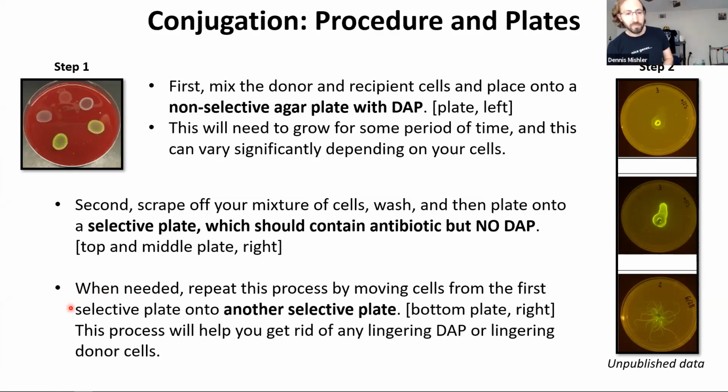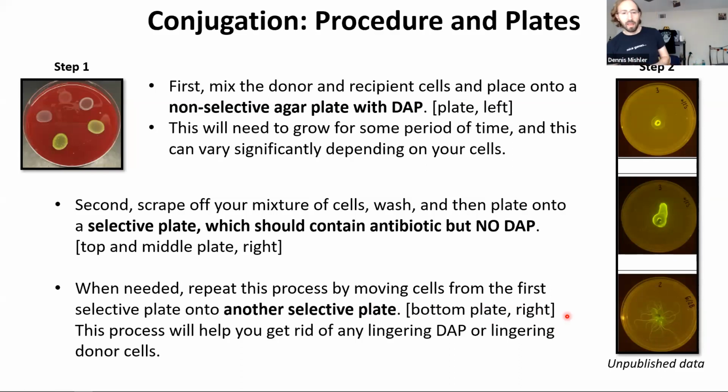So what you can do is take a little bit from here, and you can streak it out if you have a certain bacteria that grows in little colonies. Or in our case, we have a different type of bacteria that grows differently, so we couldn't do that. Or you can just take a little bit from the sample and put it onto a new fresh plate. On this new selective plate, you should get rid of all the donor cells, and you should get only positive results.